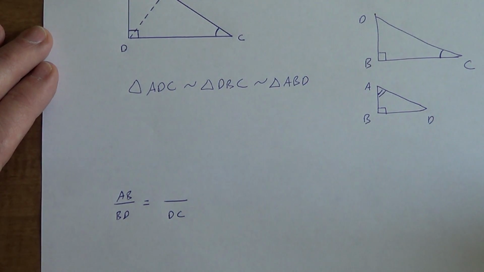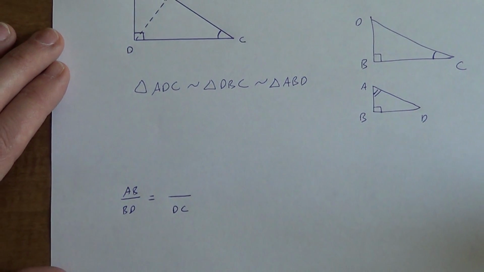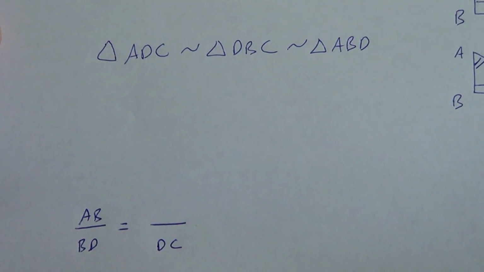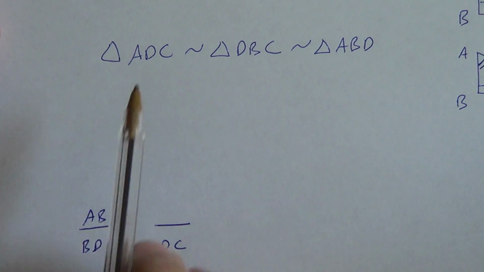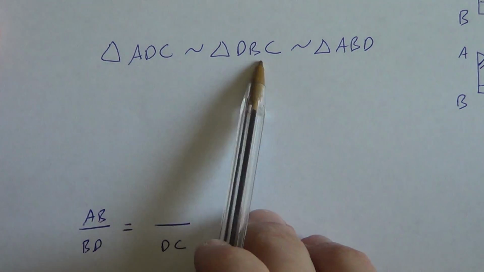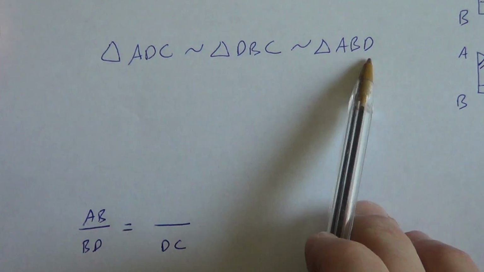So let me zoom in a little bit here so you can see it a little bit better. Going the wrong way on you there. Alright, so how do we set this up? Okay, first thing I do is I look for a triangle that has both of these segments in it, AB and BD. That doesn't have it. That's got BD, but there's no AB. Here we go.